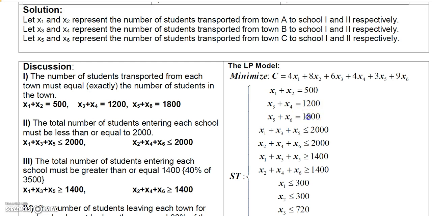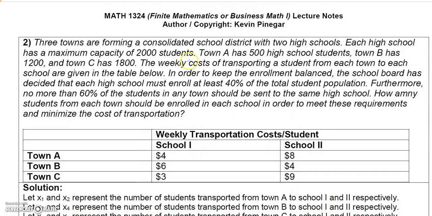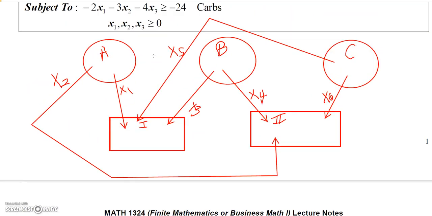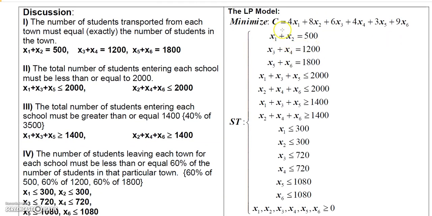And then each high school actually has a maximum enrollment of 2,000 students. So the number of students that come into each high school has to be less than or equal to 2,000. So if you look at school 1, you'll see the students that come into school 1 are x1 plus x3 plus x5. So x1 plus x3 plus x5 must be less than or equal to 2,000. But the same is also true for school 2, and the students coming into school 2 are x2 plus x4 plus x6. And so that has to be less than or equal to 2,000 as well. So that gives us 2 more constraints, x1 plus x3 plus x5 less than or equal to 2,000, x2 plus x4 plus x6 is less than or equal to 2,000.